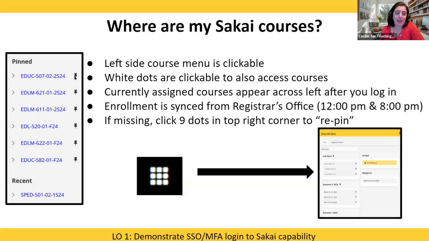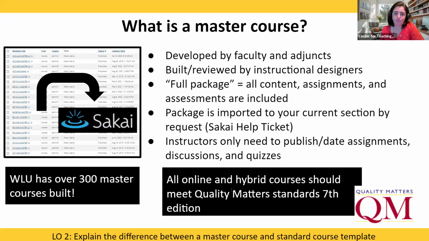If you accidentally unpin something, these little icons are clickable. You can always go to the 9 dots and repin. And you can move them around by organizing your pins, especially if it's a class that you're frequently using rather than one that's maybe an internship or something you're not going to be active in quite frequently.